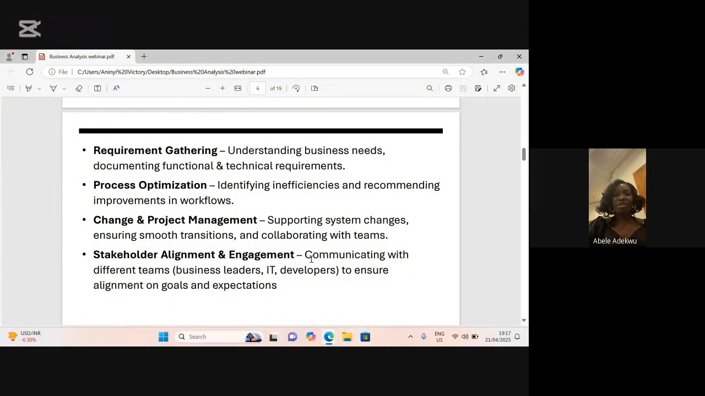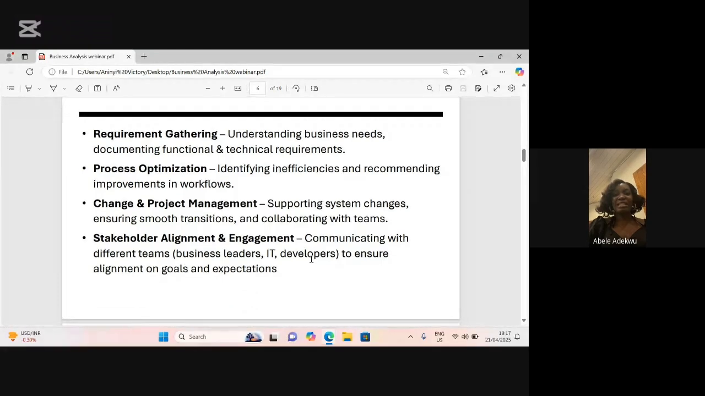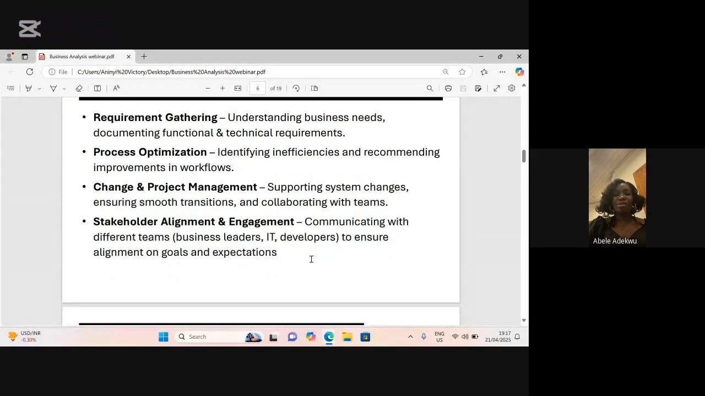You have to make sure that everybody is up to date with what's being done. You have to make sure that everything is being communicated effectively with your stakeholders, your business leaders, your IT, your developers. It helps everybody to be in line with what is being done, and it helps to manage expectations.